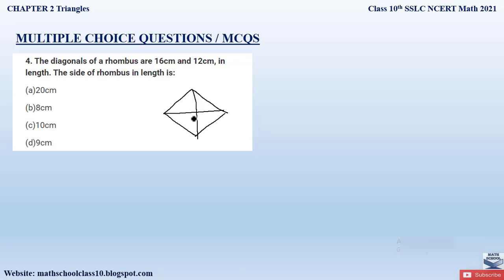The diagonals of a rhombus intersect each other at the midpoint. So since the value of the whole diagonal is 16 centimeters, here we will have 8 centimeters and 8 centimeters. Similarly, the second diagonal is 12 centimeters, so here we will have 6 centimeters and 6 centimeters. At the midpoint, both the diagonals intersect, so therefore we are dividing the values of the diagonals in this manner. So we have to find out the side of the rhombus in length.